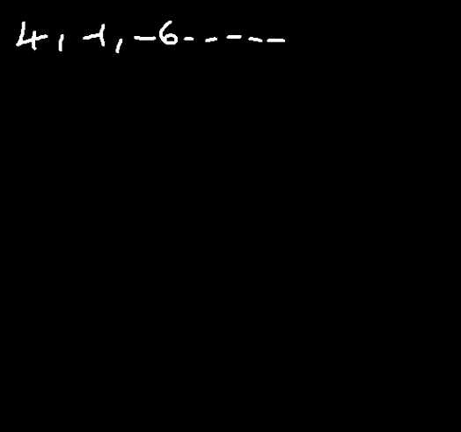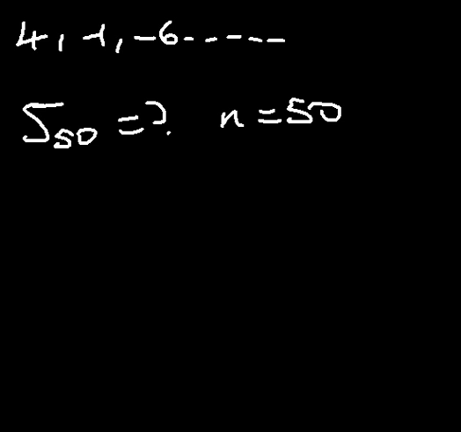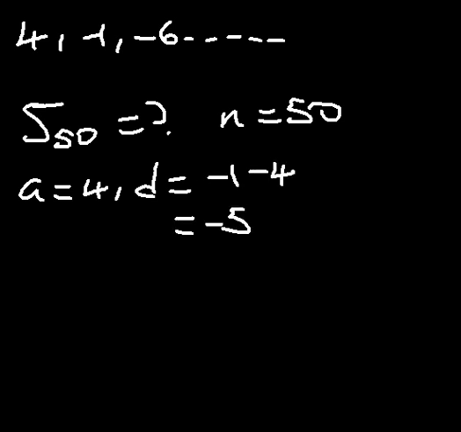That is, the sum of 50 terms. How should you be able to have that now? In this case, the number of terms is 50. And since we do not have the last term, we use the same formula, where the first term is given as 4 and the common difference is given as negative 1 minus 4, which is the same as negative 5.